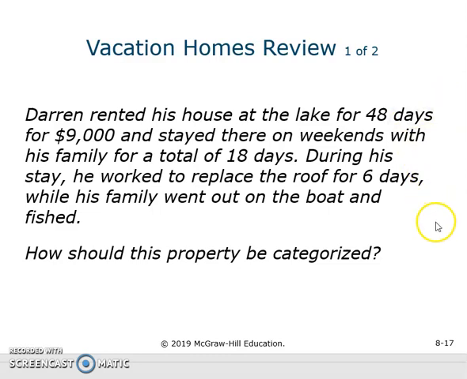Let's take a look at another example. We have Darren who rented his house at the lake for 48 days for $9,000 and stayed there on weekends with his family for a total of 18 days. During his stay, he worked to replace the roof for 6 days while his family went out on the boat and fished. How should this property be categorized?